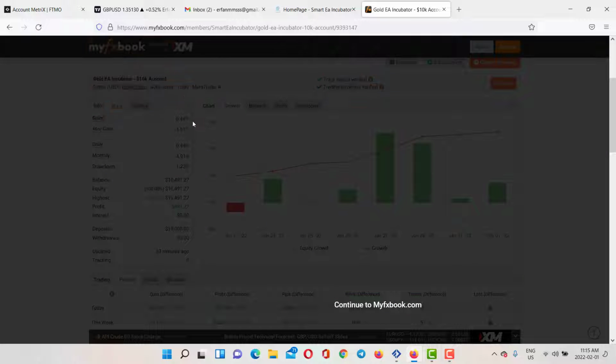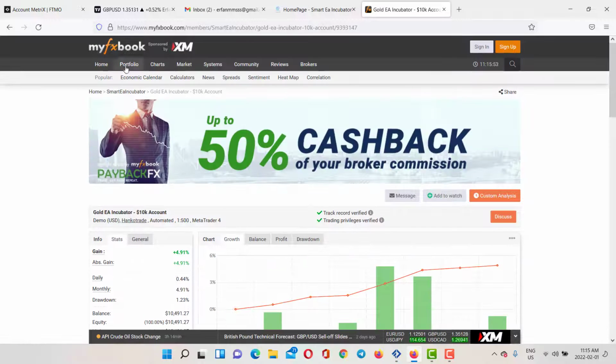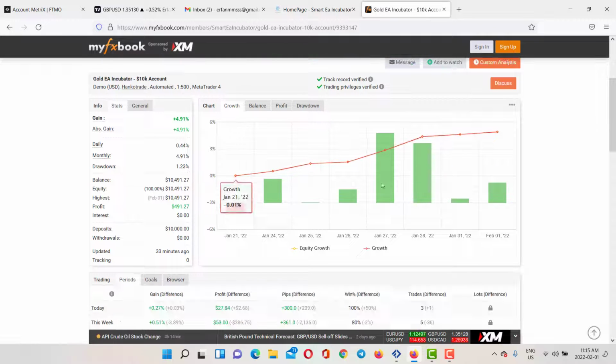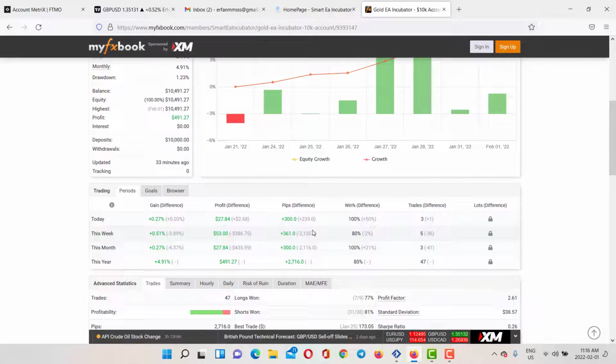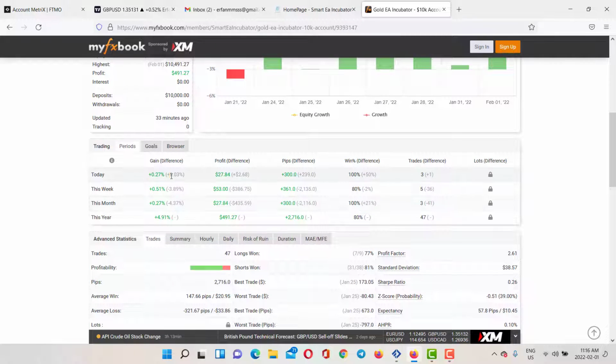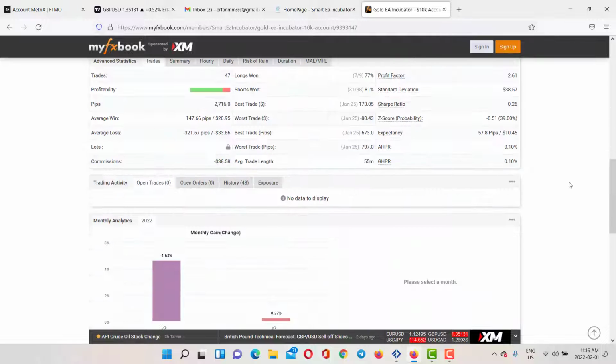As you can see, 4.9% profit. It's my MyFX book. I'm going to leave a link below in the description. So far so good. Everything is good, guys. 4.9% in less than 10 days, I would say, and today's profit was 0.27%.